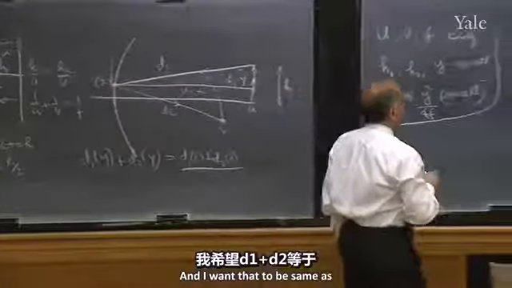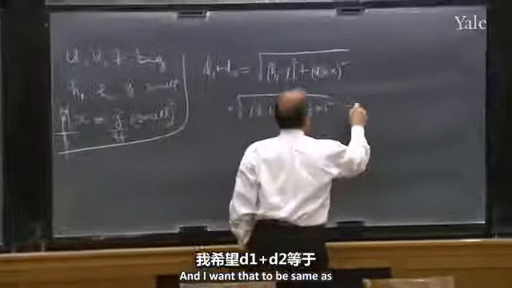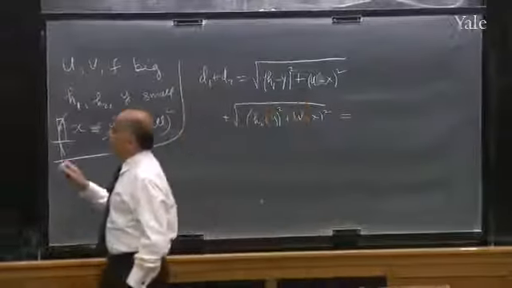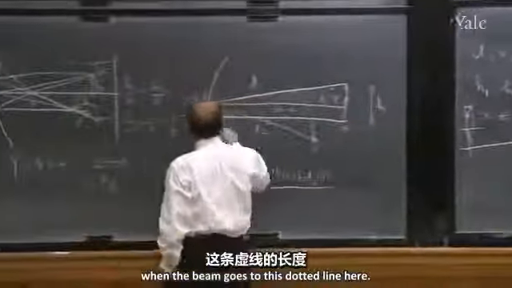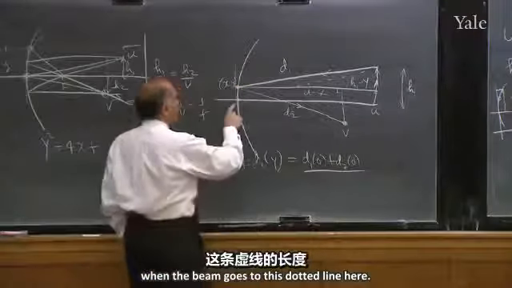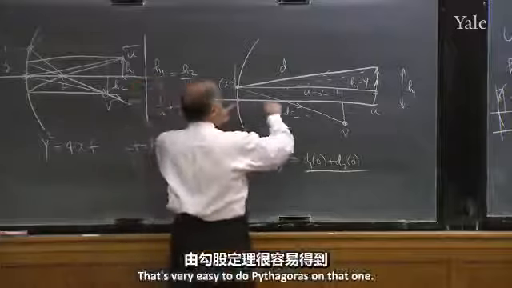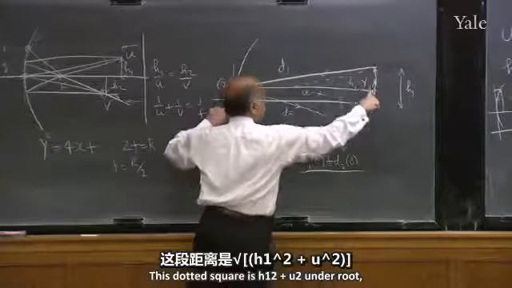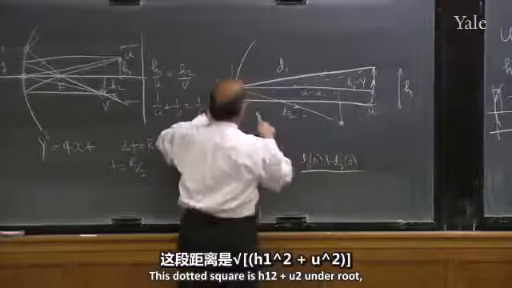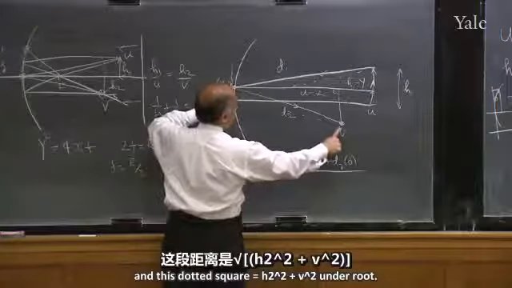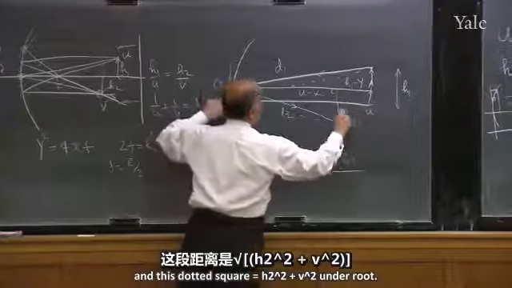And I want that to be the same as when the beam goes to this dotted line here. That's the y equal to 0 answer. That's very easy to do Pythagoras on that one. This dotted square is h1 squared plus u squared under root, and this dotted square is equal to h2 squared plus v squared under root.